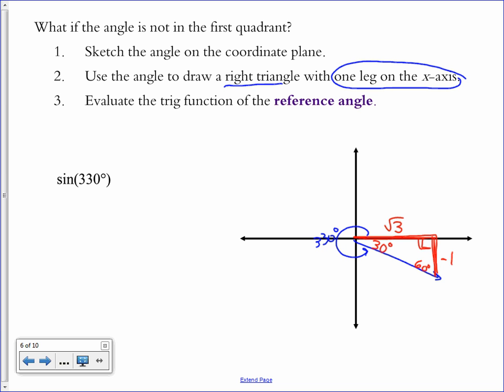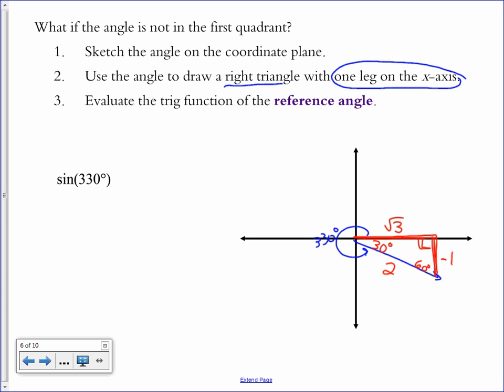The hypotenuse is going to be 2, and it is never negative. You never have a negative hypotenuse. If you were to think about doing the Pythagorean theorem here, the very first thing you would do is a squared plus b squared to get the hypotenuse. And when you square distances, they always come out positive anyway. So our hypotenuse, or our radius, I should say, is positive.